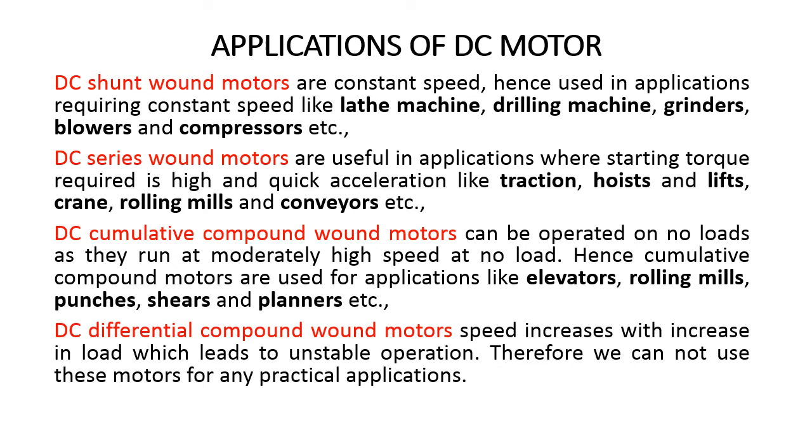DC cumulative compound wound motors can be operated at no load as they run at moderately high speed at no load. Hence, cumulative compound motors are used for applications like elevators, rolling mills, punches, shears and planers, etc. In a DC differential compound wound motor, speed increases with increase in load, which leads to unstable operation. Therefore, we cannot use these motors for any practical applications.